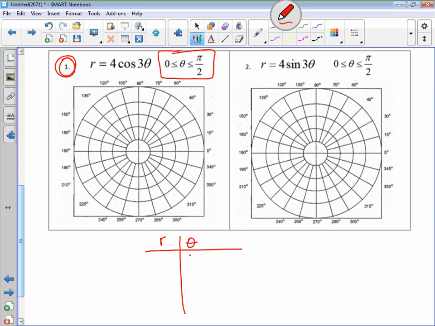I know I need to plug in 0. I know I'm going to end up plugging in pi over 2. What do you think I'm going to plug in between those? Pi over 6, pi over 3. Good. So we only have 4 that we have to think about this time, okay? All right. So when my theta is 0, what do I get for r? 4. When my theta is pi over 6, what do I get for r? 0. A little slower with that one. When my theta is pi over 3? -4, good. And when it's pi over 2? 0.